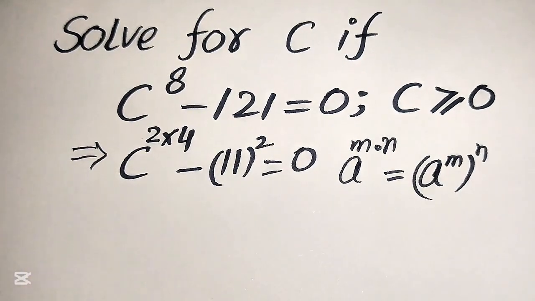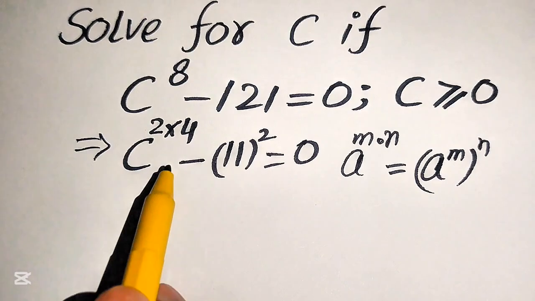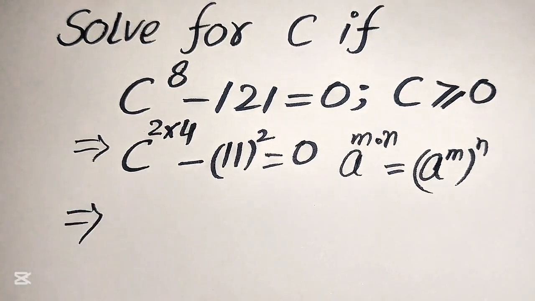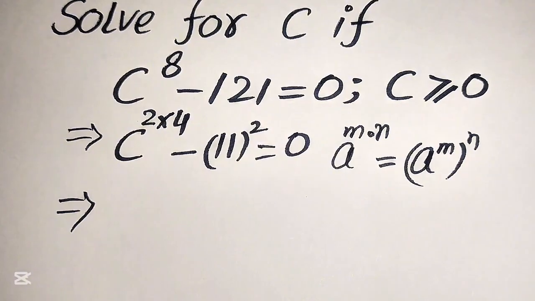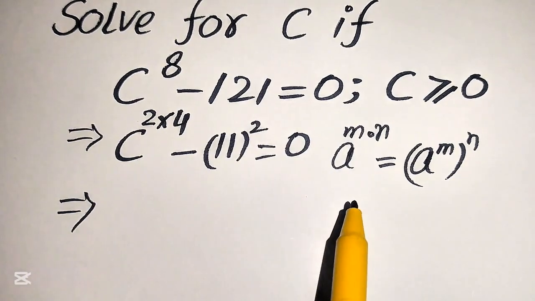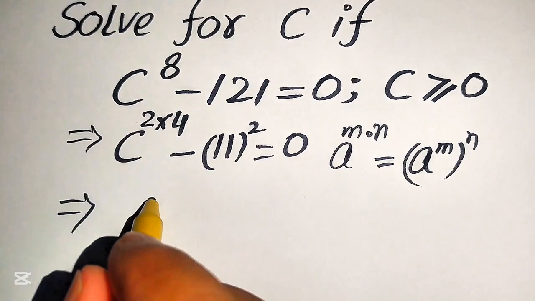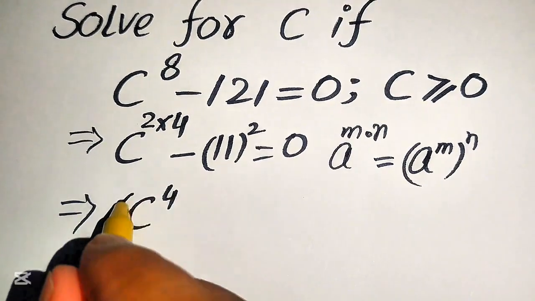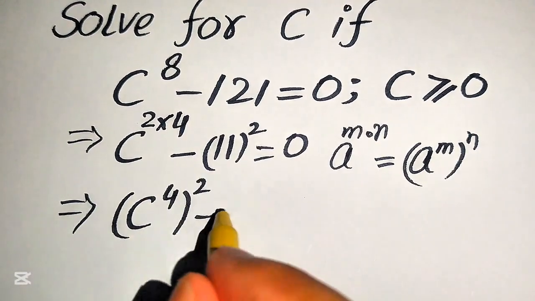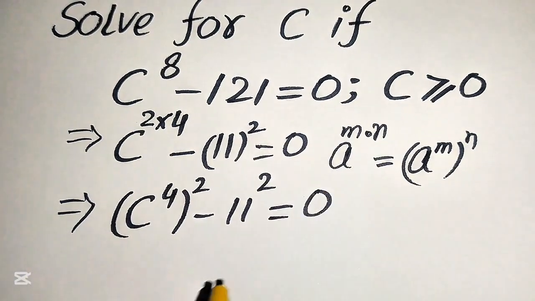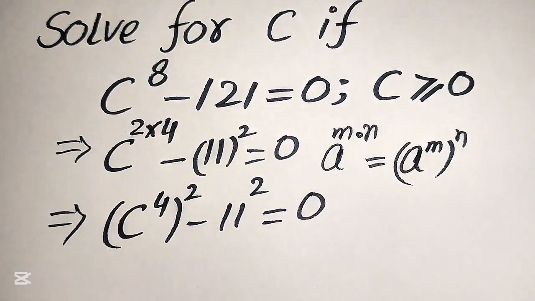Now in the next step, after this exponent law, we move this 4 inside the term, and it will be written as c to the power of 4 and its whole square, minus 11 square, and this whole equation is equal to 0.